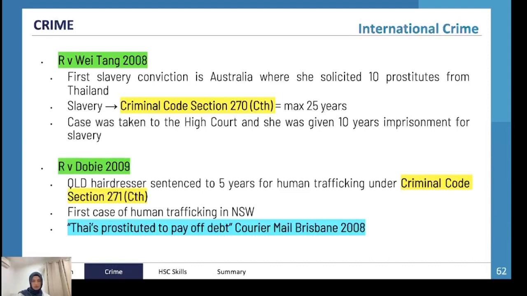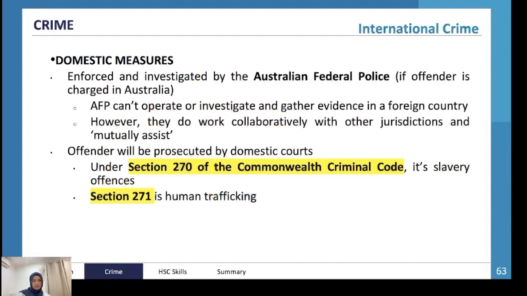International crime, so domestic measures, are enforced and investigated by the AFP, the Australian Federal Police, if the offender is charged in Australia. The AFP can't operate or investigate outside of this country, so any other foreign country is outside their jurisdiction. However, they do work collaboratively with other jurisdictions and mutually assist. So the offender will be prosecuted by domestic courts, and this is under Section 270 of the Commonwealth Criminal Code. It's slavery offences, and 271 is human trafficking.